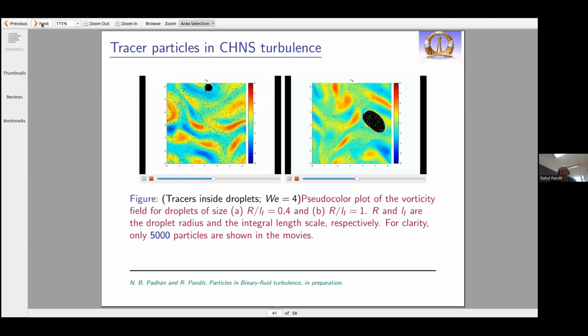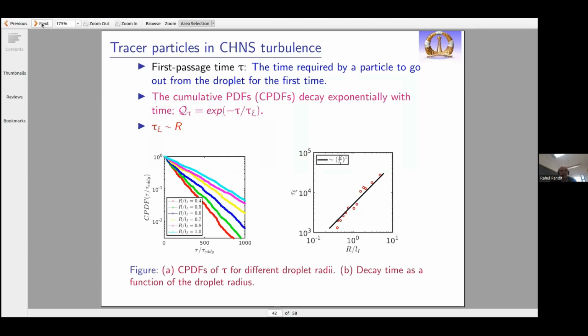All right. So, well, movies are nice for talks, but if you're a scientist, you need to quantify it. So we have looked at a first passage time tau. This is the time required by a particle to go out from the droplet for the first time. And we have plotted cumulative PDFs. And to make a long story short, they're all exponential. So you can get a mean of this thing, tau psi. And indeed, as you might expect, this scales with the radius.